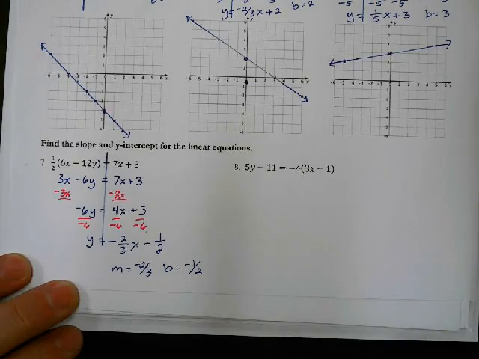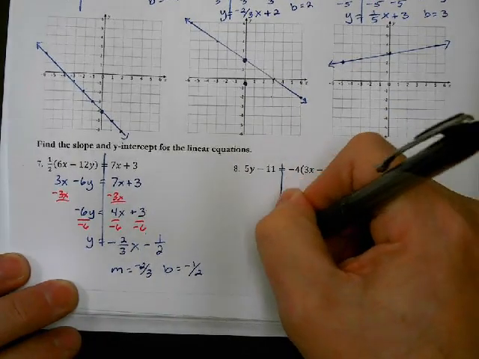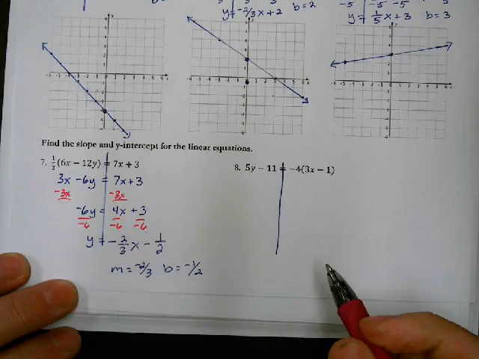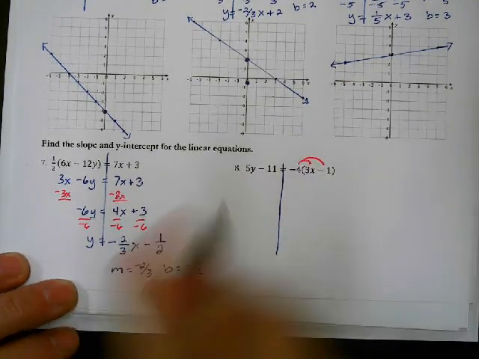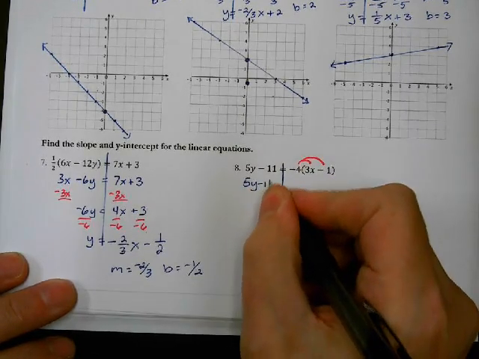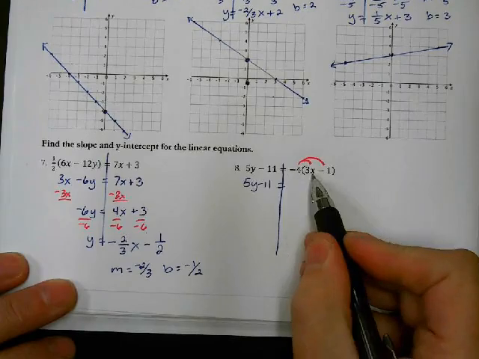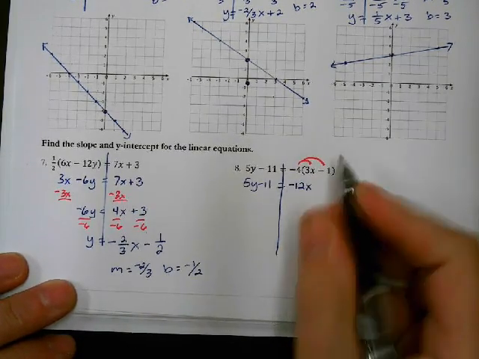There we go. Last problem. Ooh, I can just taste dinner now, almost. We're almost there. Distribute. So we're going to get 5y minus 11 equals negative 4 times 3x. What is that? Negative 12x. Negative 4 times negative 1, plus 4.